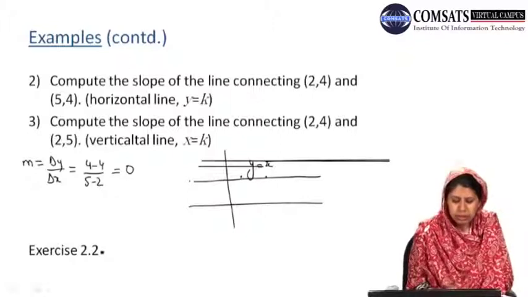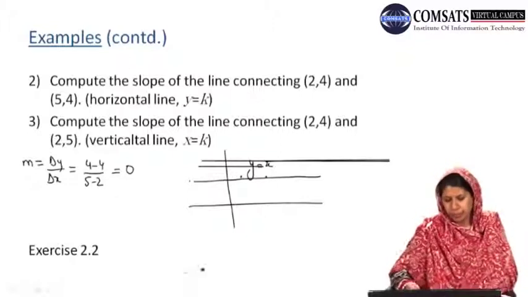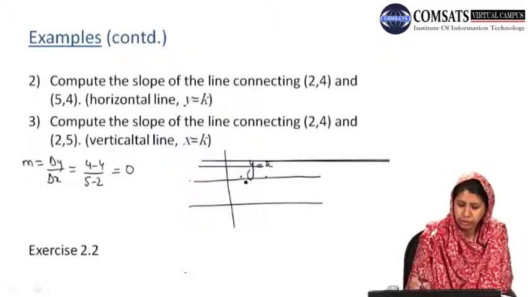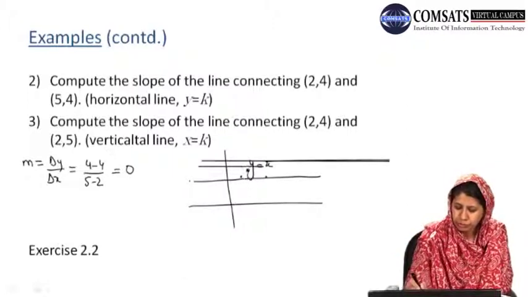Okay, consider our third example. Here we are given two points, 2, 4, the same point 2, 4, and the next point is 2, 5.